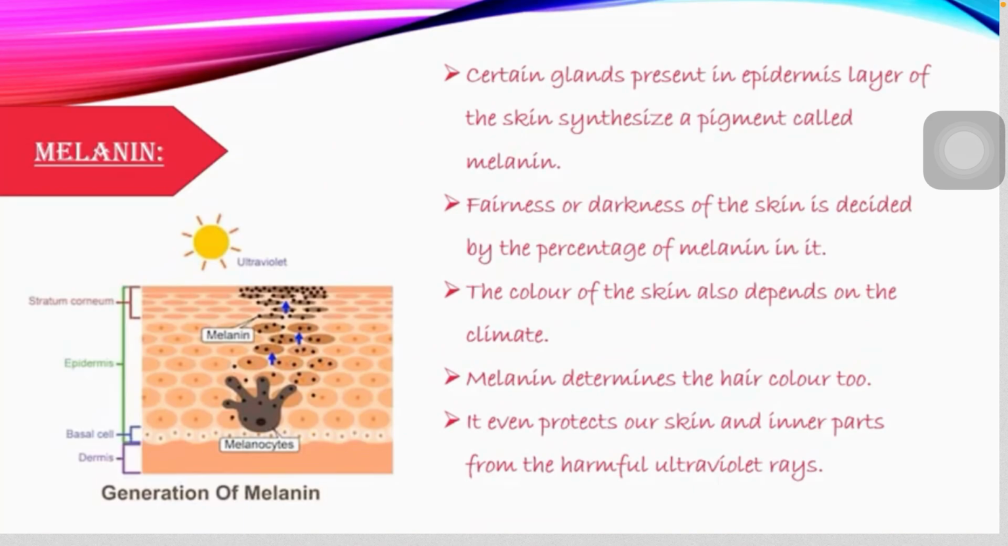So certain glands present in the epidermis layer of the skin synthesize a pigment called melanin. Fairness or darkness of the skin is decided by the percentage of melanin in it.